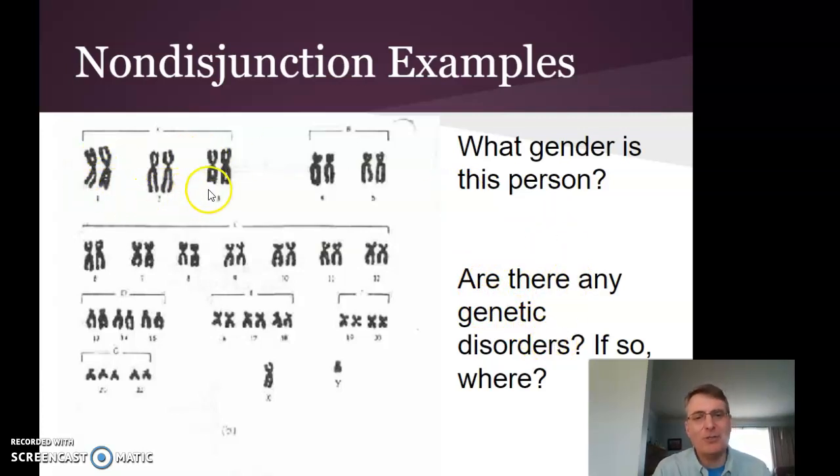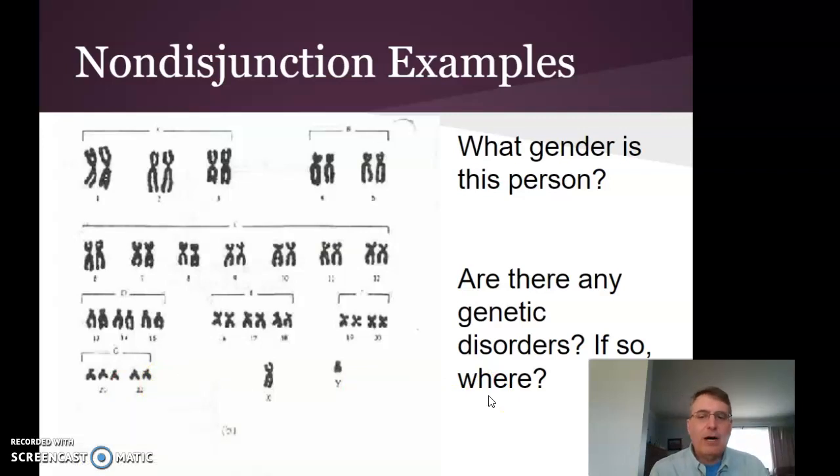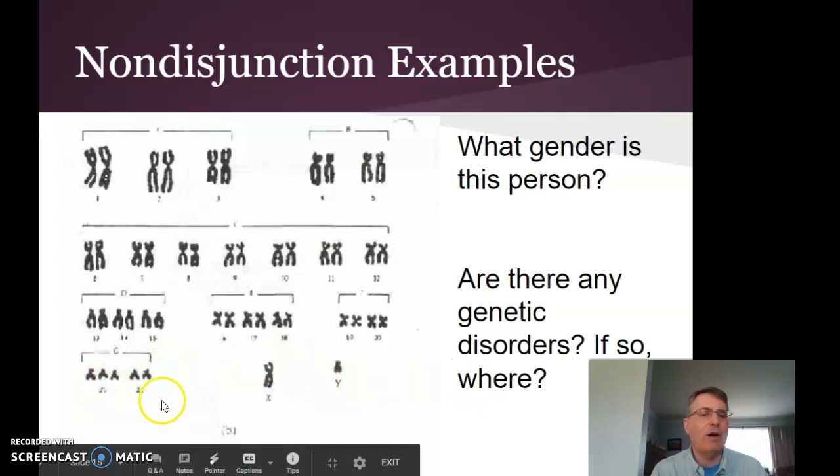2 number 1s, 2 number 2s, 2 number 3s, 2 number 4s, 2 number 5s. 6, 7, 8, 9, 10, 11, 12 are all the same. 13's fine, 14's fine, 15's fine. 16, 17, 18, 19, 20, all 2. Then we get to 21, and you'll notice there are 3 chromosome 21s. As genetic disorders go, that is a survivable one, but that is where it is. So we have 3 21s.